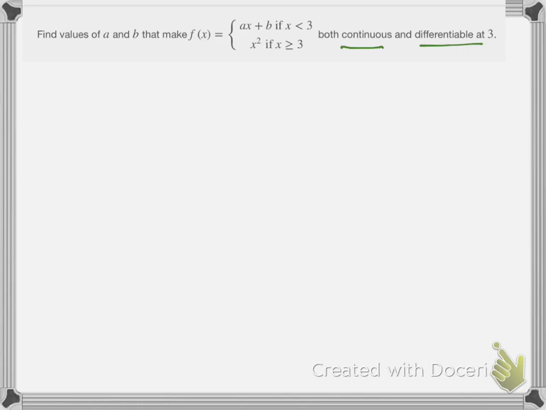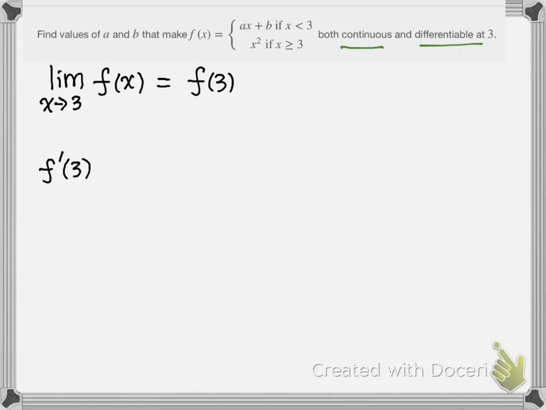So what do we mean by continuous? Continuous means, as the limit as x approaches 3, the function has to equal f of 3. That's what it means to be continuous at the point 3. And what is differentiable? Differentiable means f prime at 3, that limit exists. We're going to write it out later. So we first find out what the limit of f of x is.